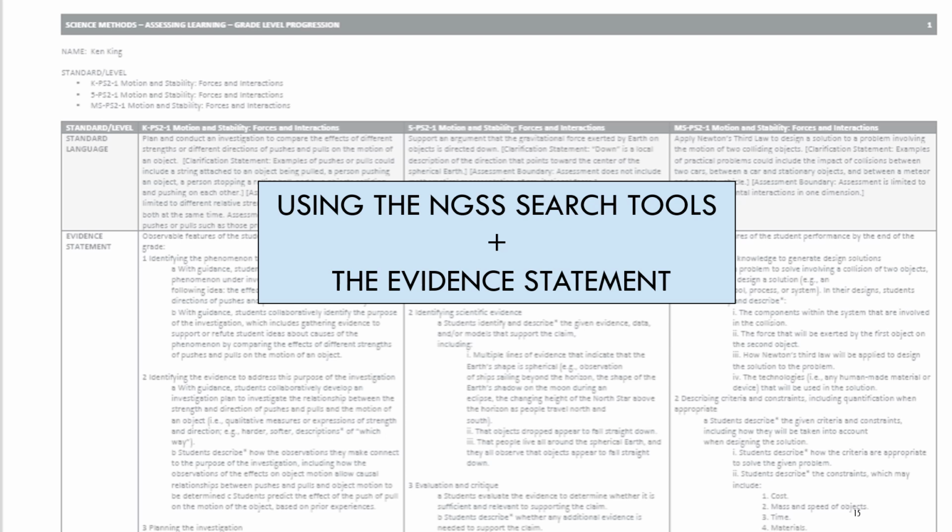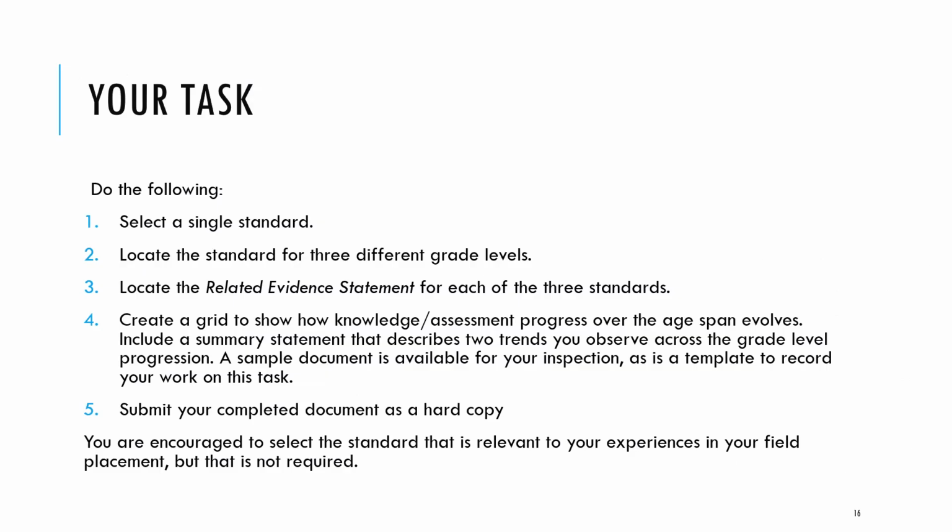Let's move now to the next step in your project, using the search tools and the evidence statement to understand how learning transitions over time. Your task is to locate the information about a single standard and map it out over 3 different grade levels. The intention of this activity, beyond simply helping you to learn more about the NGSS and how to locate standards, is designed to help you understand how learning transitions and progresses by different grade levels.